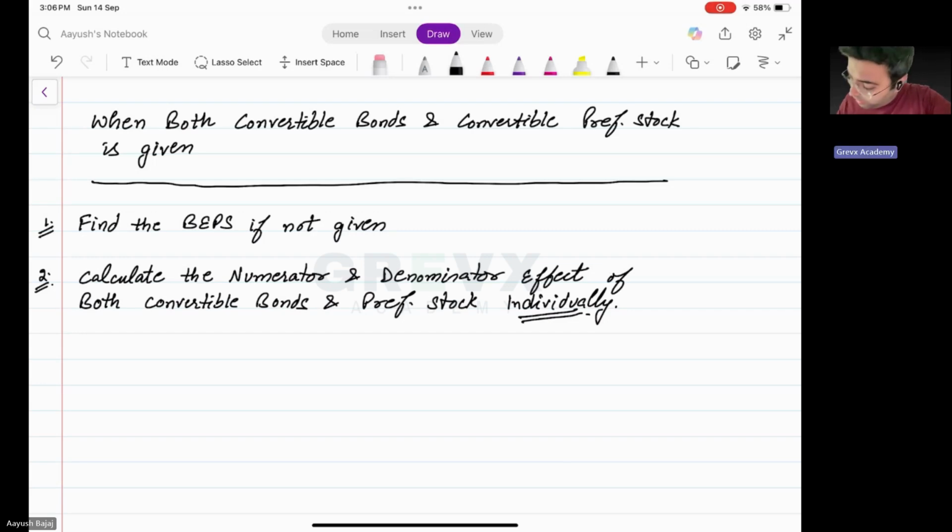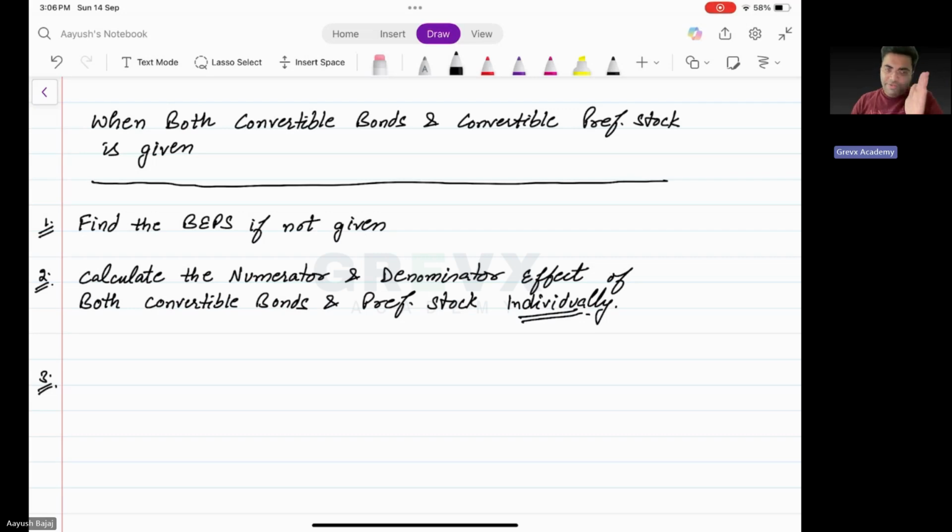Calculate the effect individually. That means if the convertible bond is given to you and the interest after tax is 7,000, you will have to adjust 7,000 in the numerator. And let's say the convertible number of shares is 5,000 shares. So what will be the numerator and denominator effect? Interest component 7,000 divided by the number of shares, 5,000. So you will get a ratio.